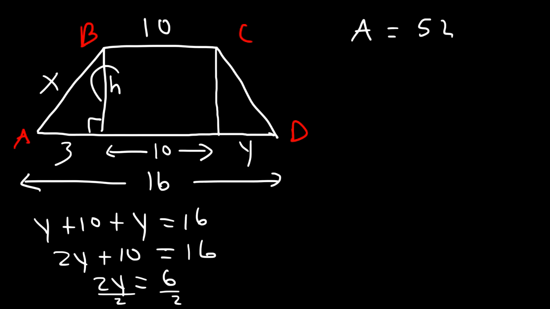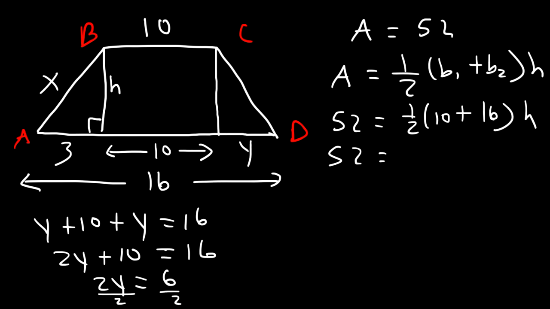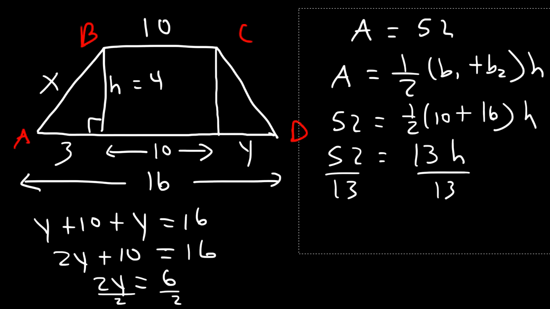So now I just need to find H. And the area is 1/2 times B1 plus B2 times H. The area is 52 square units, B1 is 10, B2 is 16. And so 10 plus 16 is 26, and half of 26 is 13. So H is 52 divided by 13, which is 4. So now we have the value of H.